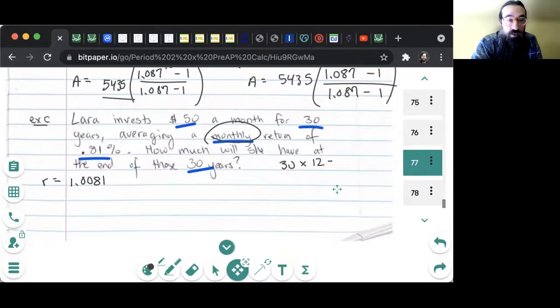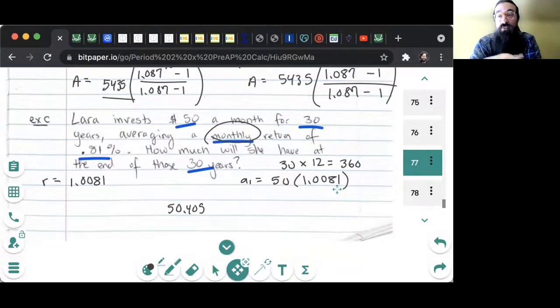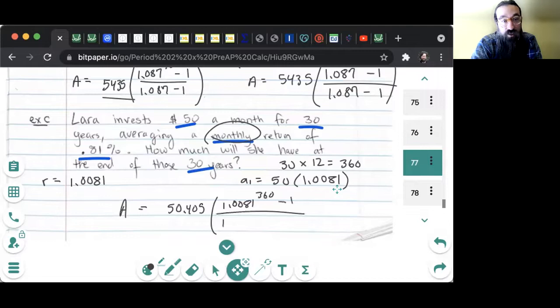And then because it's monthly, we need to convert our 30 years into months, right? That gives us 360. And then we need to find our first term, and our first term is going to be that $50 times our rate. All right, what did you get for that? And then make sure you keep that full amount, right? Multiply it in Desmos, get an answer. Cool. Yeah, 50.405. Use the whole number until the very end of the problem. We only round at the very end. So we're going to multiply that using our formula, putting that rate in, our 360 as our exponent. And super simple. So write your answer in. That's really it. Cool.